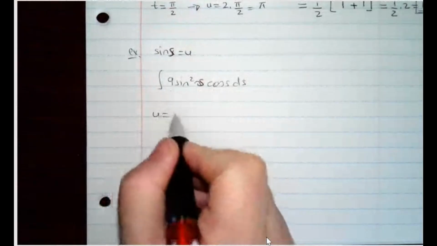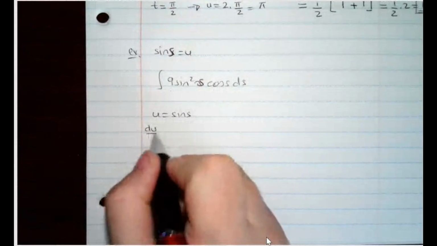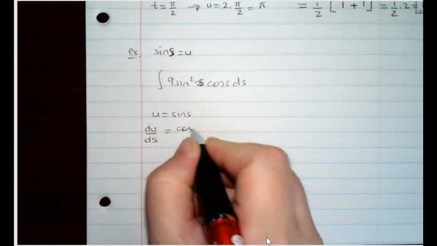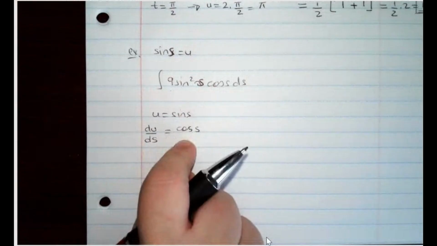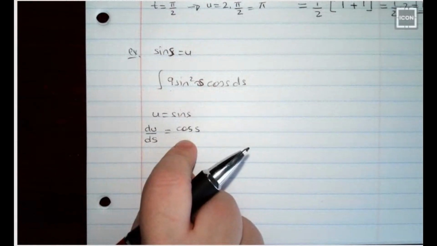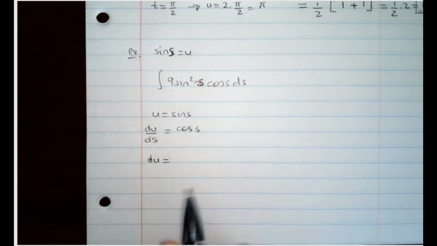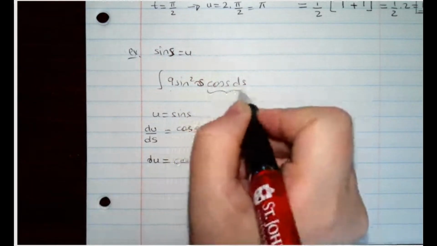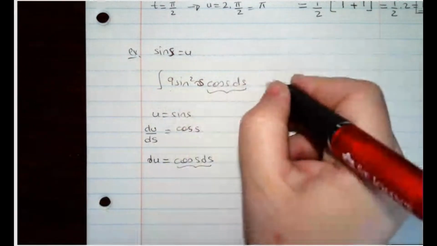So if you call sine of s as u, then du over ds, the derivative with respect to s, would be cosine of s. It is not negative, the derivative of sine is positive cosine of s. So we can say du equals cosine s ds. Well, this is exactly the same expression we see inside this integral.